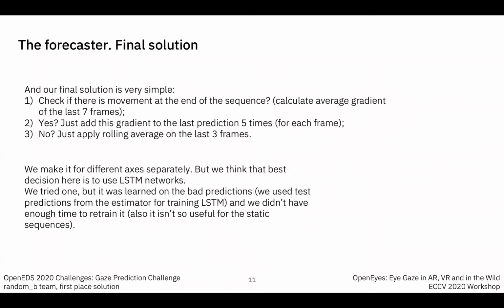We do this for the different axes separately, but we think the best decision here is to use LSTM networks. We tried one, but it was trained on bad predictions because we used the test prediction from the estimator for training our LSTM network, and we didn't have enough time to retrain it. Also, it isn't so useful for the static sequences.